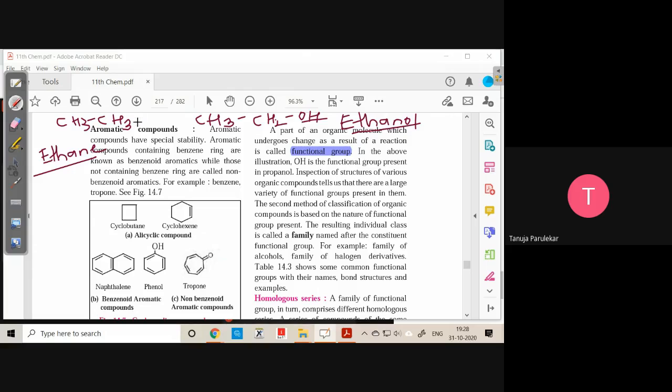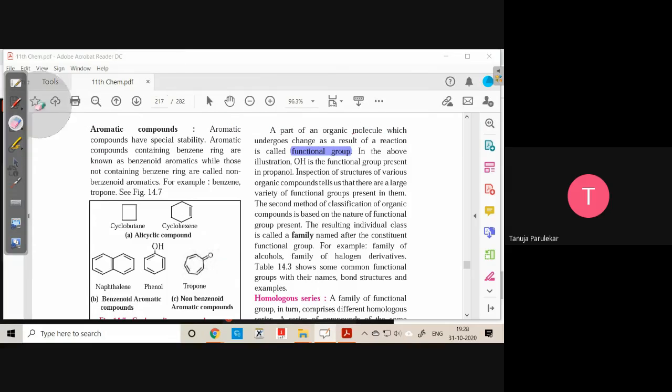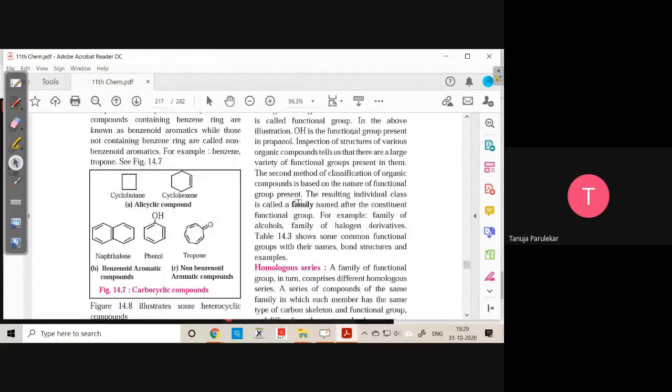So the properties of this compound and this compound are totally different. Therefore now the hydrocarbon has changed into an alcohol. The functional group will be alcohol. We are going to learn more about that. In the above illustration, OH is the functional group present in propanol. Inspection of structures of various organic compounds tells us that there is a large variety of functional groups present in them. The second method of classification of organic compounds is based on the nature of the functional group present. The resulting individual class is called the family.